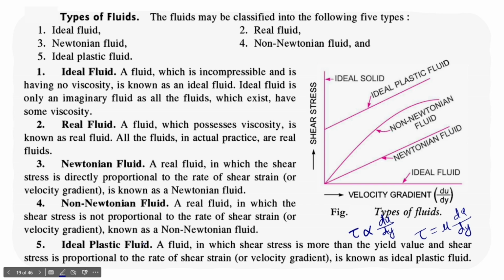And what is an ideal plastic fluid? See the line of ideal plastic fluid. So in which shear stress is more than the yield value, and the shear stress is proportional to the rate of the shear strain, so velocity gradient also. So it is known as the ideal plastic fluid. So we'll discuss all of the above one by one. Okay. So let's get started.